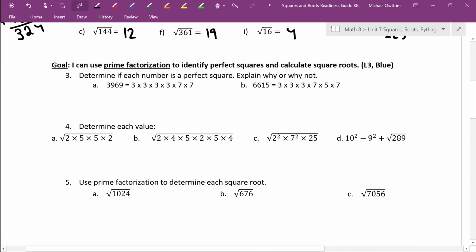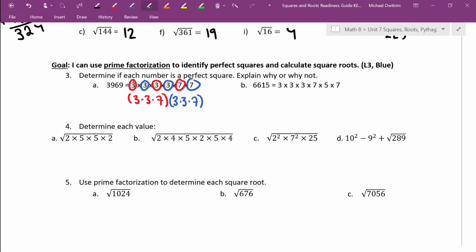Okay. In terms of determining if each number is a perfect square, we want our perfect squares to be able to be sorted into 2 equal groups. So if we go through just like we did in class and we circle every second factor, as long as our factors are in order, of course, our first group is going to be 3 times 3 times 7. And our second group is going to be 3 times 3 times 7 as well. Okay, so since we can sort them into 2 equal groups, we're going to say yes.